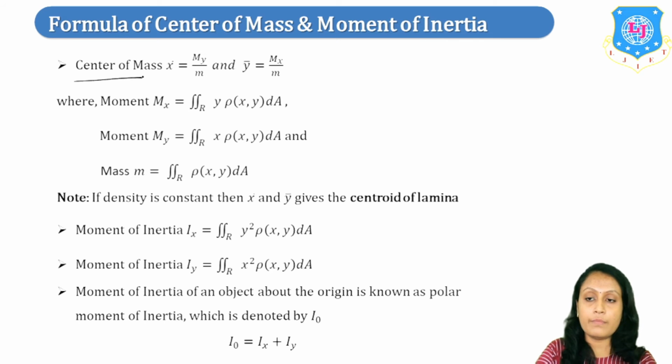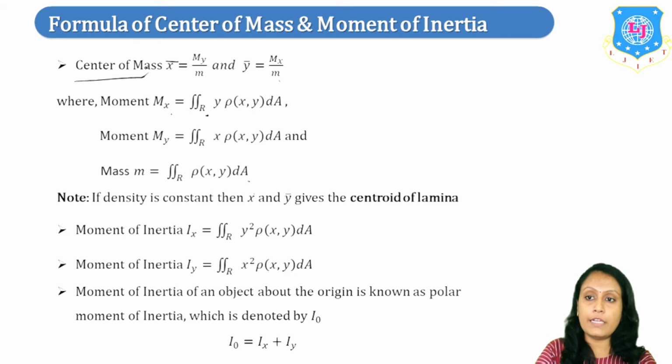So the center of mass formula is given by x bar is equal to My upon m and y bar is equal to Mx upon m, where moment Mx is given by the formula double integration over region R y into rho dA, and moment My is given by the formula double integration over region R x into rho dA, and the mass is given by the formula double integration over R rho dA.